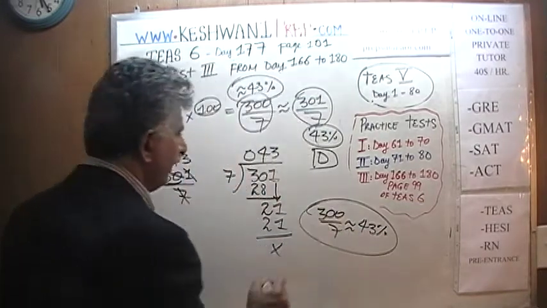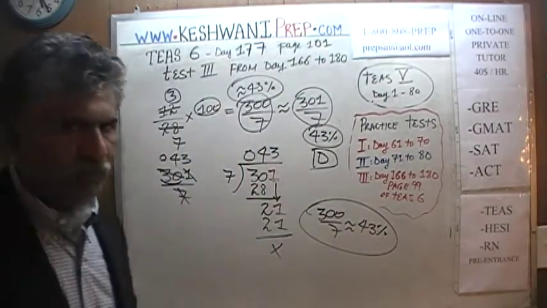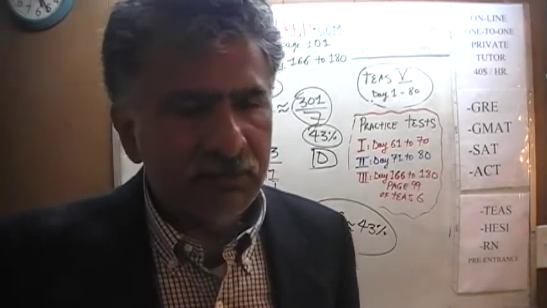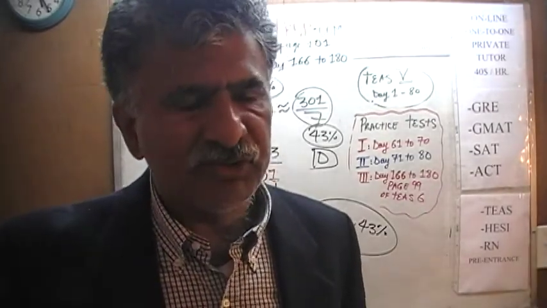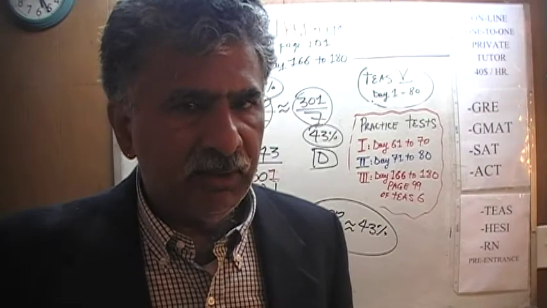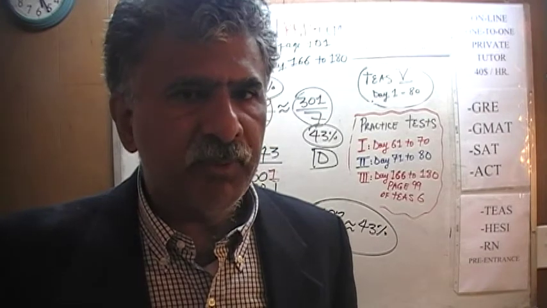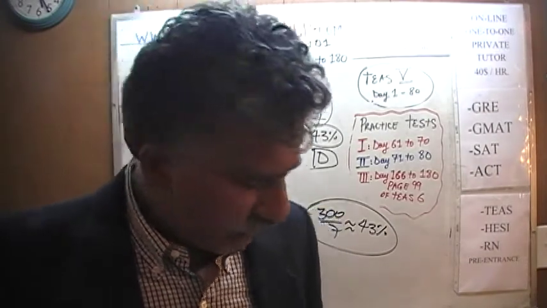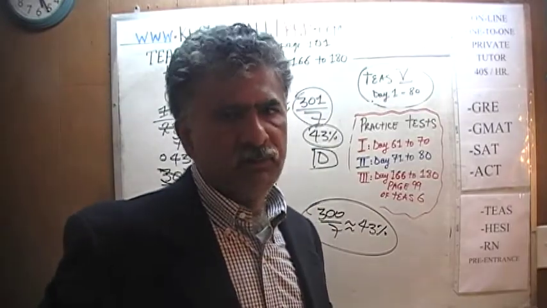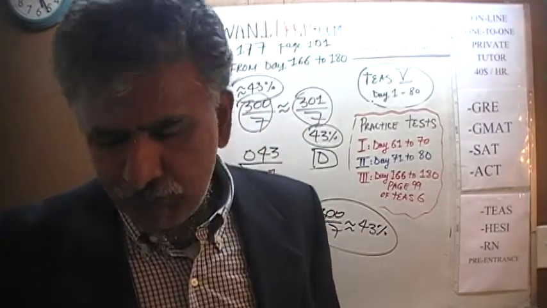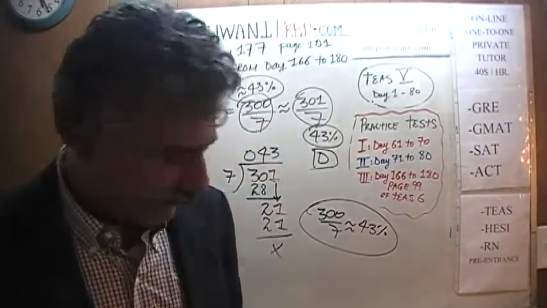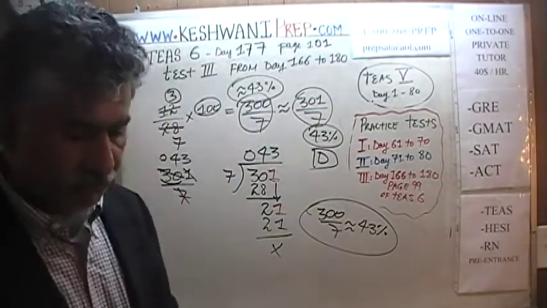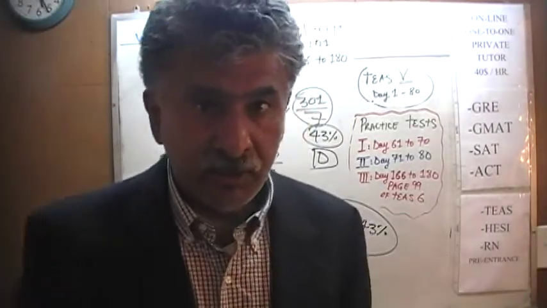And nobody in their right mind will disagree with you. Because we are not claiming that 300 divided by 7 is 43. What we are claiming here is that 300 divided by 7 is approximately 43, which is perfectly fine, perfectly legitimate. It's perfectly sane to say that. I assure you, nobody will come running to you with a straitjacket in their hand.